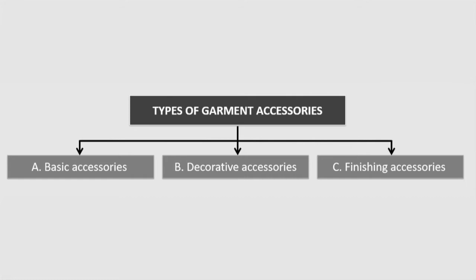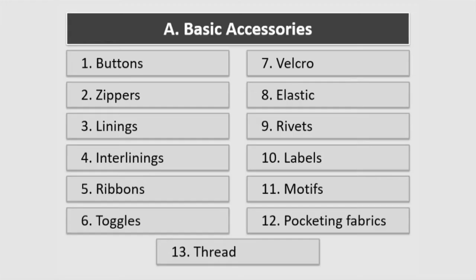Generally, there are three types of garment trims and accessories: the basic trims and accessories, decorative trims and accessories, and finishing trims and accessories. The basic trims and accessories, as explained, are the functional ones: button, zipper, lining, interlining, ribbons, toggles, Velcro, elastic, rebates, label, motif, packing fabrics, etc. And thread will also be part of the same functional trims.